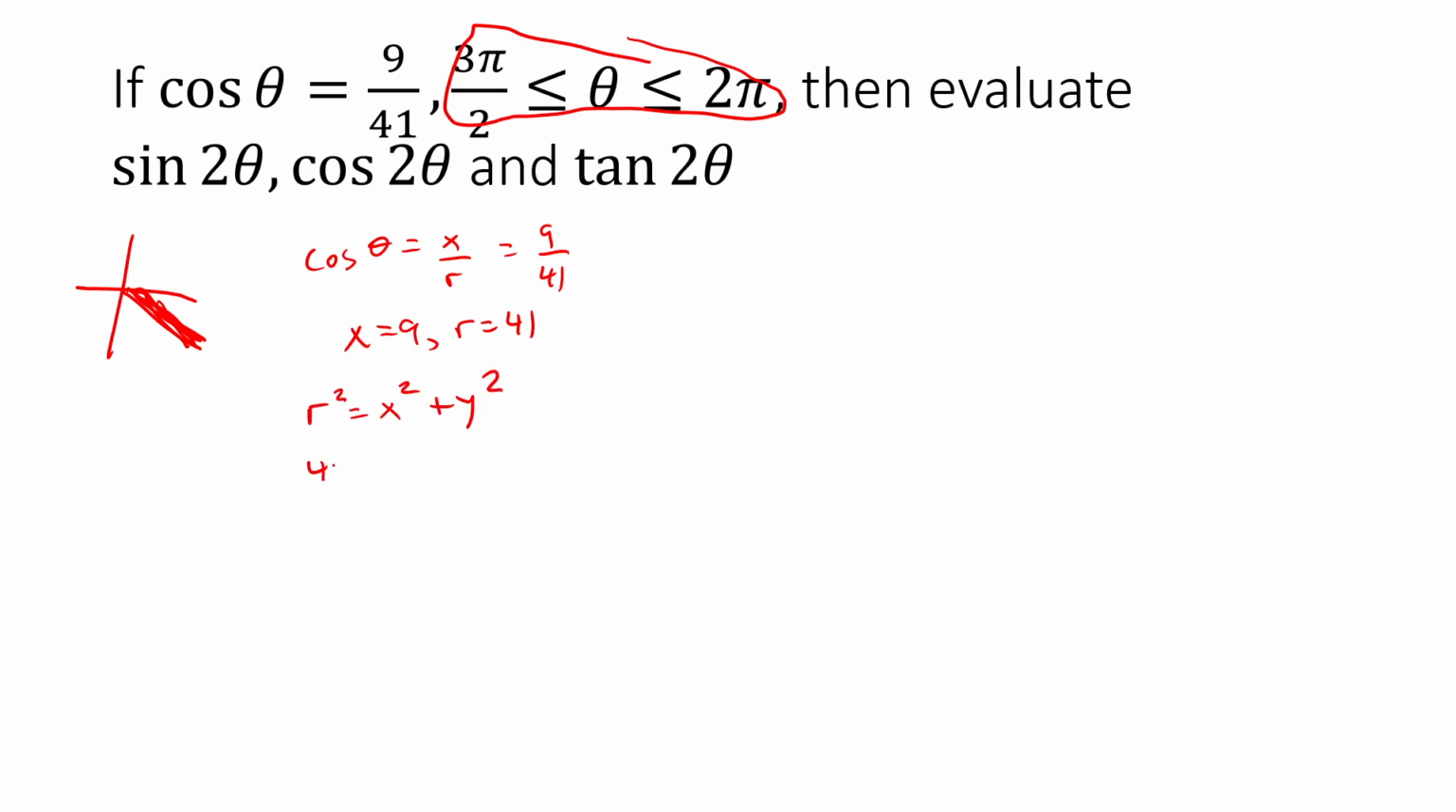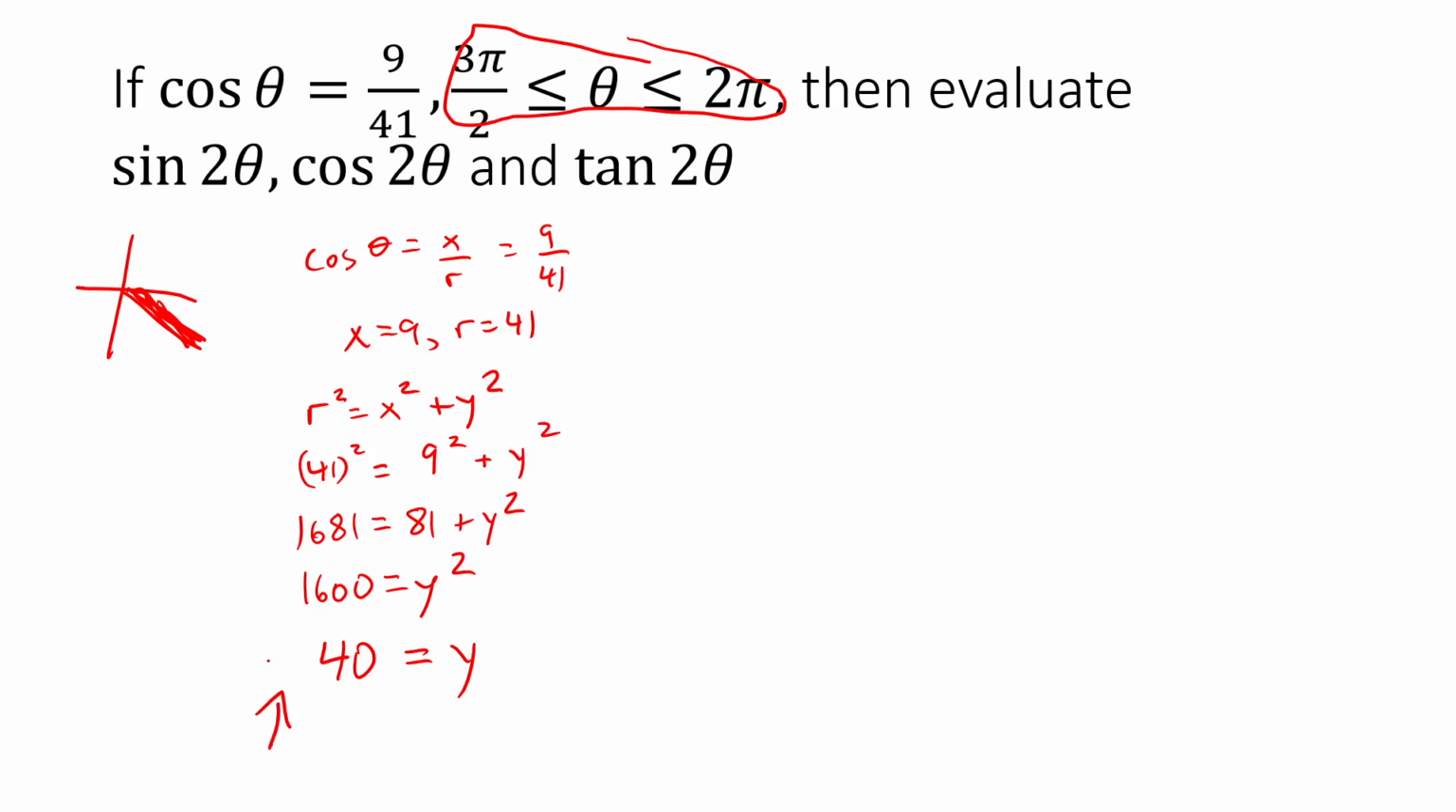So we can say 41 quantity squared equals 9 squared plus y squared. So 1,681 is equal to 81 plus y squared. 1,600 equals y squared. So now y is going to equal the square root of 1,600, which is 40, but we need to know, should we put a plus sign or a minus sign in front of that 40? And to answer that, we look at where the terminal arm is. The terminal arm's in the fourth quadrant below the origin. Y has to be negative down there. So we've got a negative value for y.